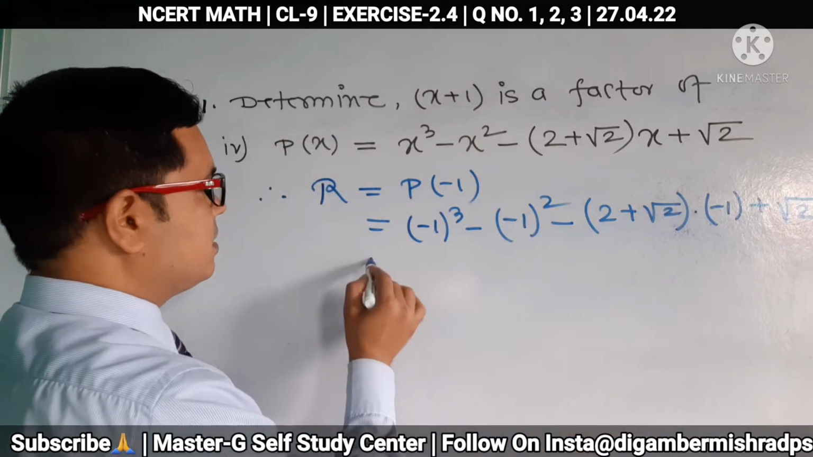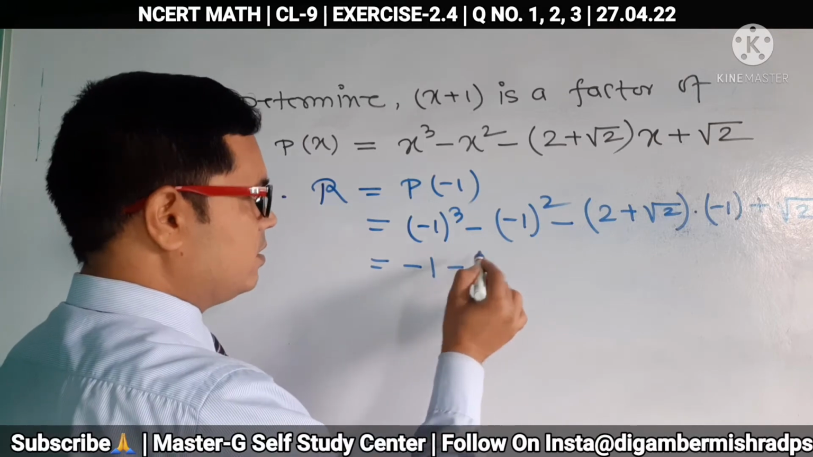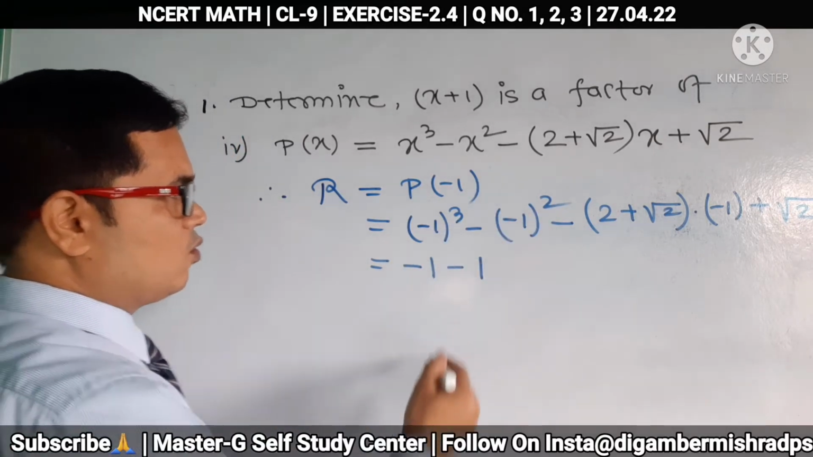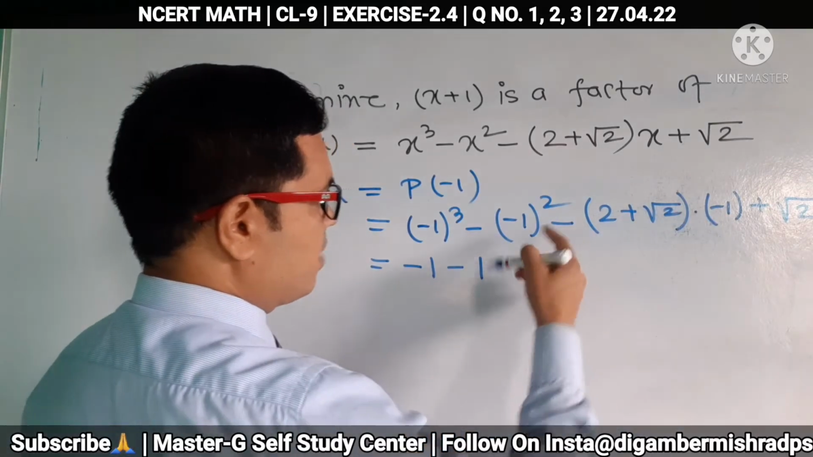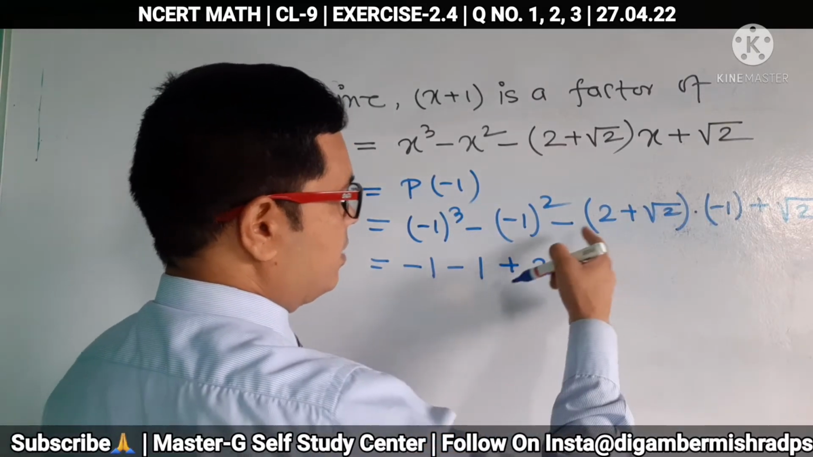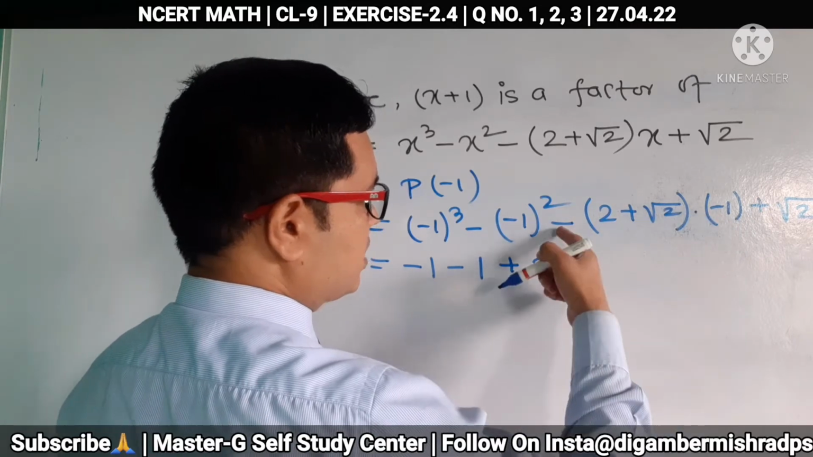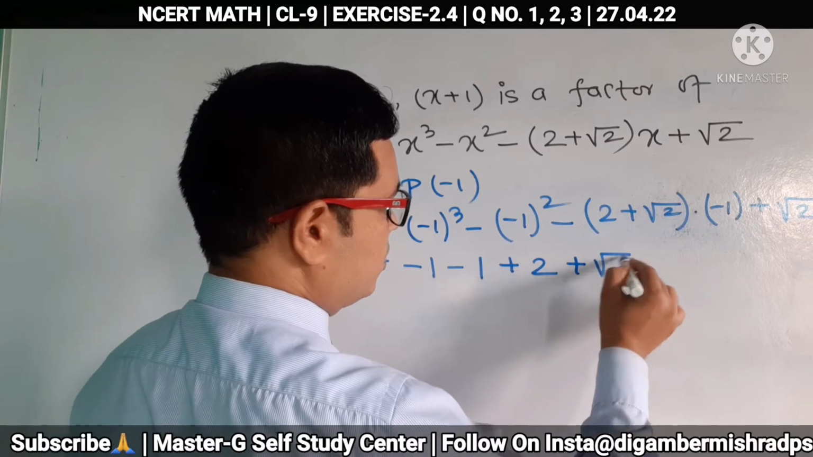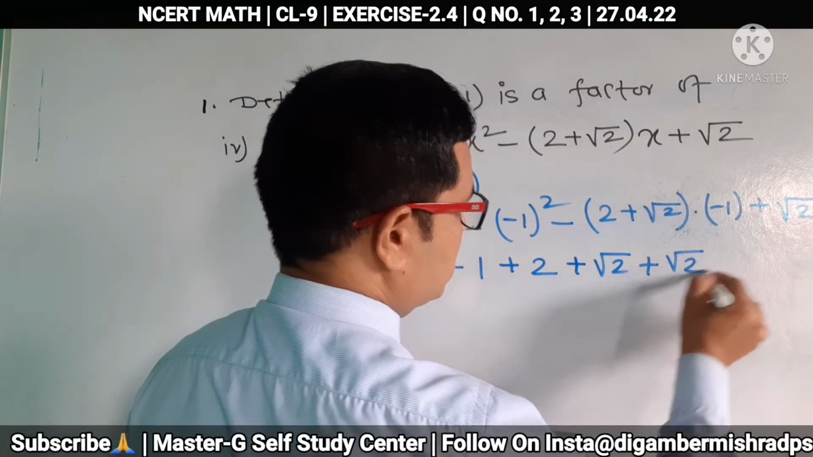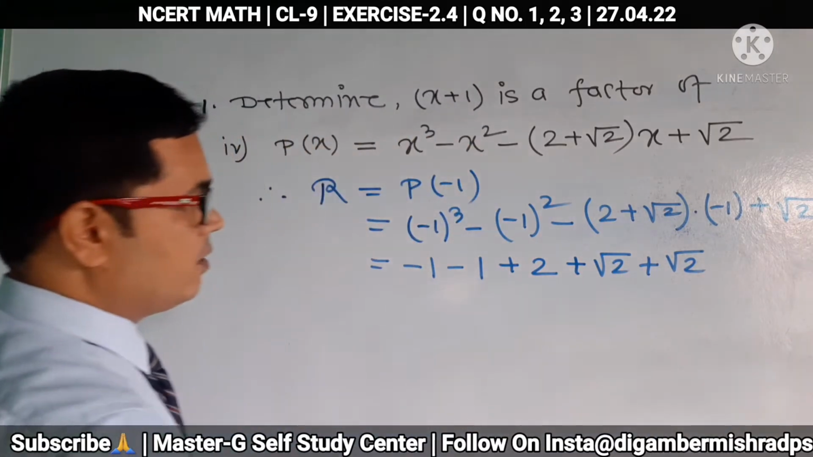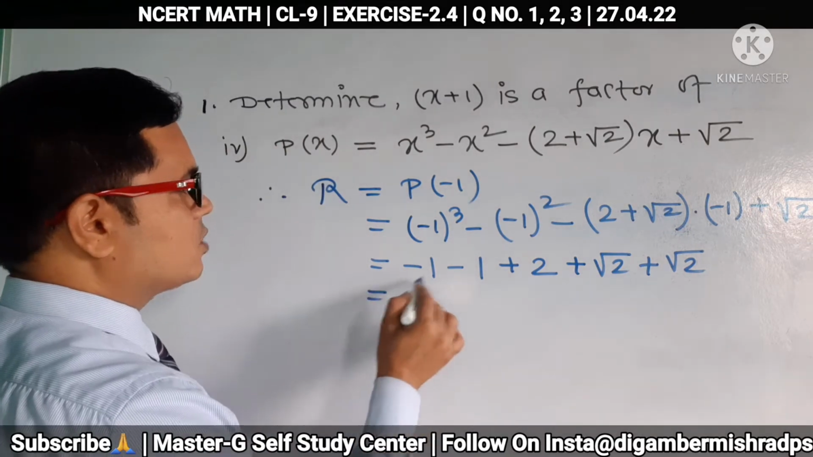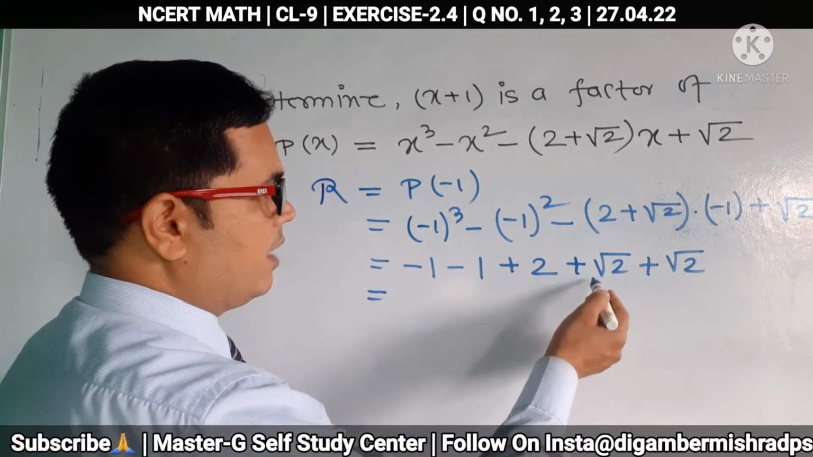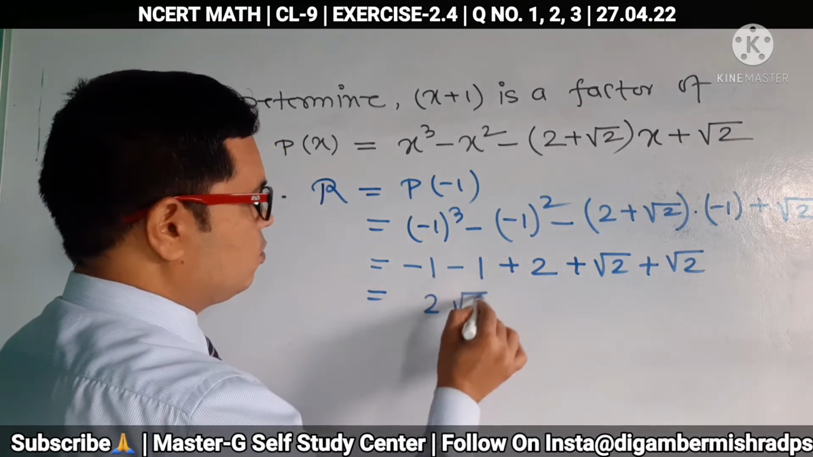Now when we simplify, this will be minus 1, this will also be minus 1, because minus 1 square is plus 1 and minus into plus is minus. Now minus into minus 2 is plus 2, and minus into minus root 2 is plus, so both will be plus root 2. And then again 1 plus root 2 is here, so that will also be plus root 2. So minus 1 and minus 1 is minus 2, and minus 2 and plus 2 will be 0, and root 2 plus root 2 will be 2 root 2.